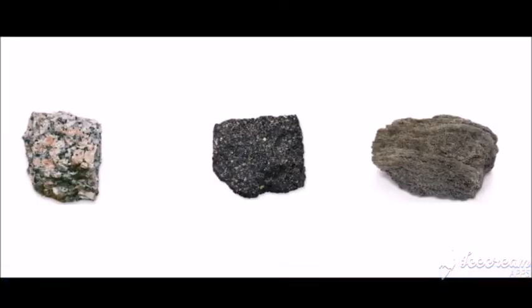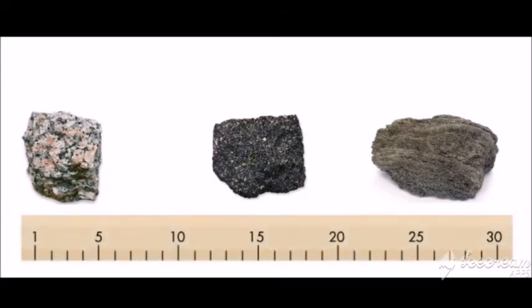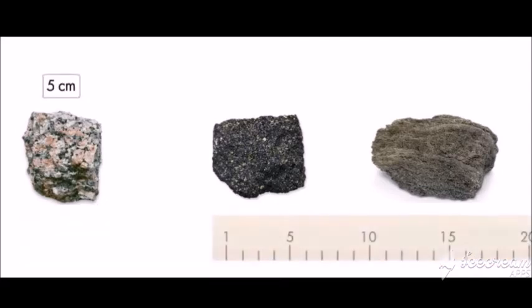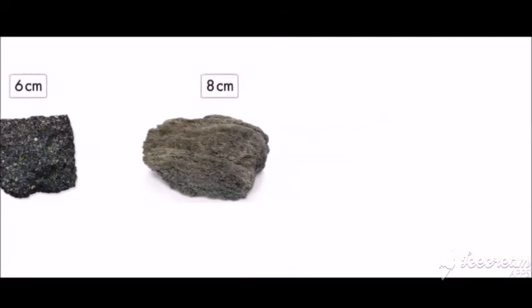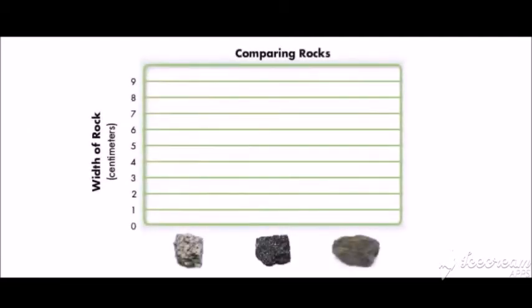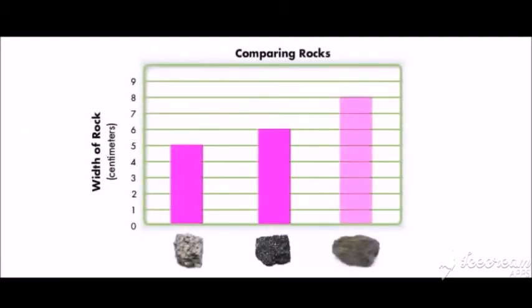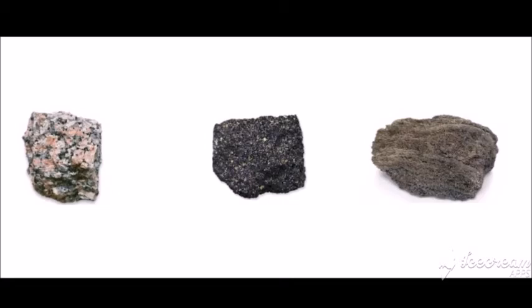Scientists collect data to learn new things. Look at these 3 rocks. You can measure how wide each rock is with a ruler. Scientists use charts and graphs to show data. A bar graph helps you compare data. You can see that the third rock is the widest. As you've seen in the video, after recording data, we need to show the data.